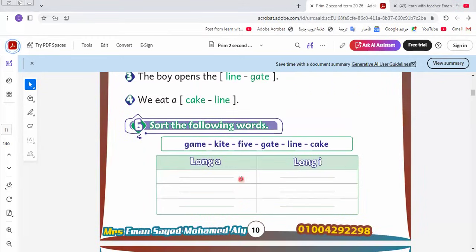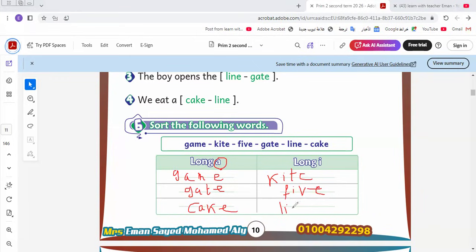Here we say long vowel and short vowel. Let's learn how to write the long vowel. Here we have game, long vowel A. Here we have gate. Here we have cake. This is the long vowel A. What's the long vowel I? It would be kite. It would be 5. Here's 5, and here's line.